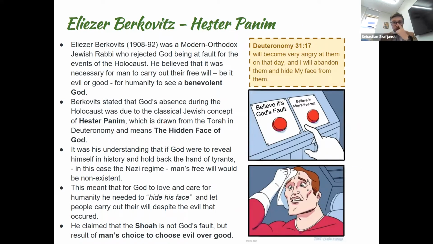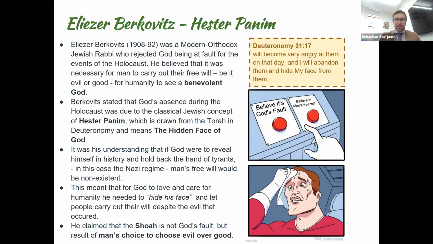We then move on to the idea of Hester Panim and Eliezer Berkovitz, who put this forward. So Hester Panim itself is an idea taken from Deuteronomy 31:17, which says, I will become very angry at them on that day, and I will abandon them and hide my face from them. And that reading of Deuteronomy has been turned into this idea of Hester Panim, which is this hidden face. God has a face that he hides from reality, but it's not just God hiding himself. There is a purpose to that.